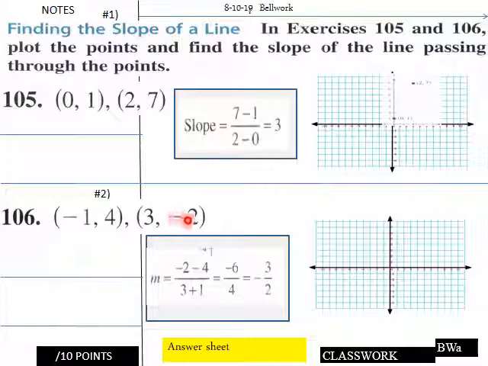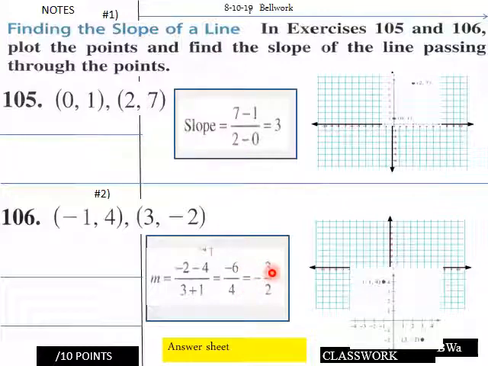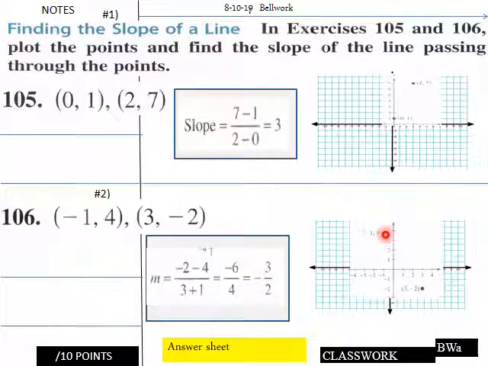what do we do here? We went negative 2 minus 4, and then 3 minus negative 1, which is plus 1, so we have negative 6 over 4. 3 over 2 is our slope, so we found the slope there. This would be your plot here, so you have a negative slope falling from left to right.